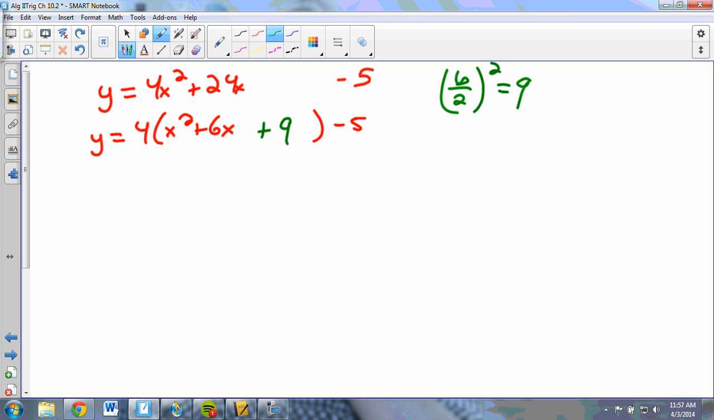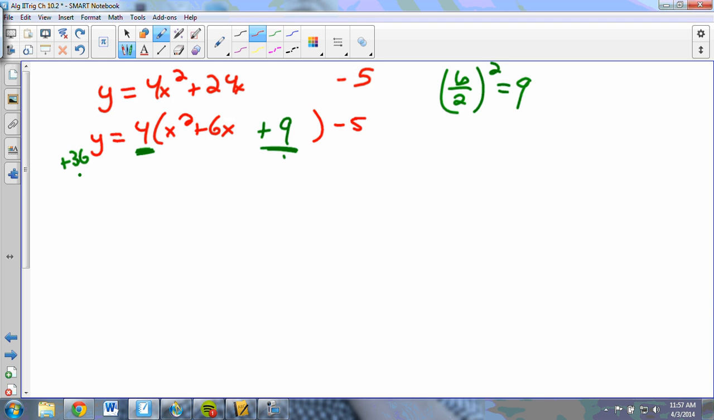But what's very confusing about this, the reason some of you aren't going to like this other method, is I didn't really add a 9. I really added a 36, because it was 4 times 9. I really put 36 here, so I have to put 36 over here also. I added 36 here, and add 36 here as well.